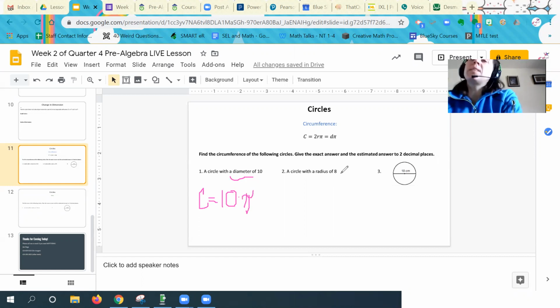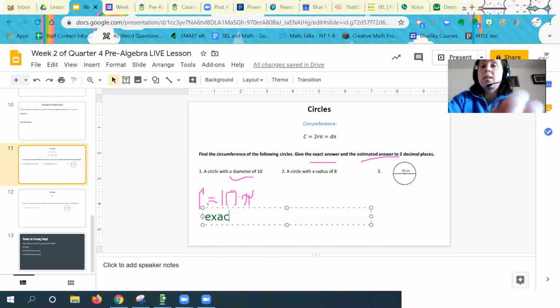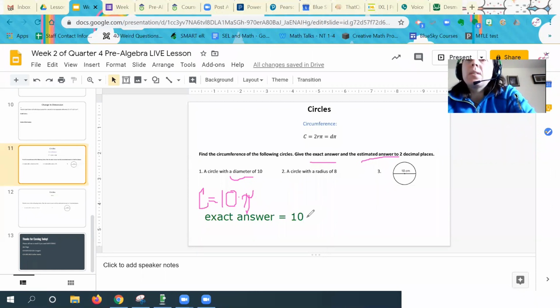Now, notice how it says to give an exact answer and an estimated answer. So the exact answer is right there. For our exact answer, we would say 10 pi, and I have to write the pi symbol next to it. That would be the exact answer because pi is super duper irrational. If we actually multiplied by it, we're going to get a rounded number, and that's not terribly accurate.